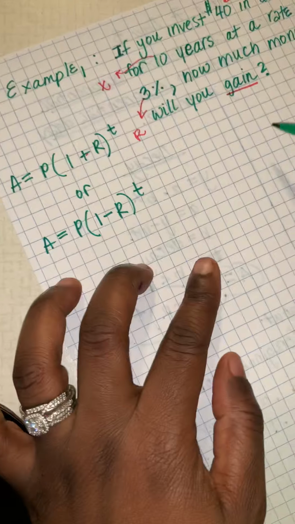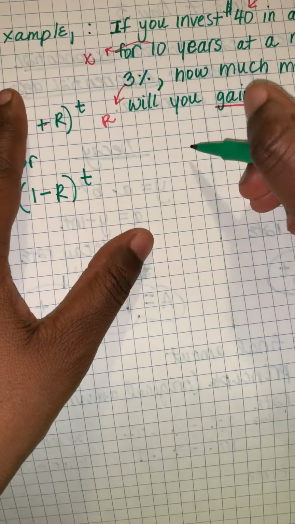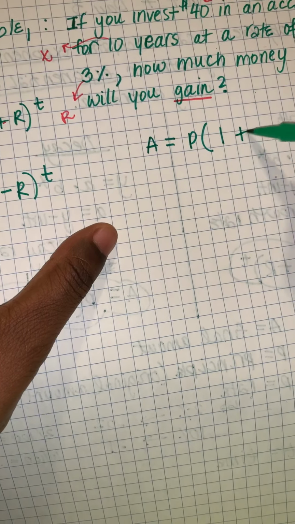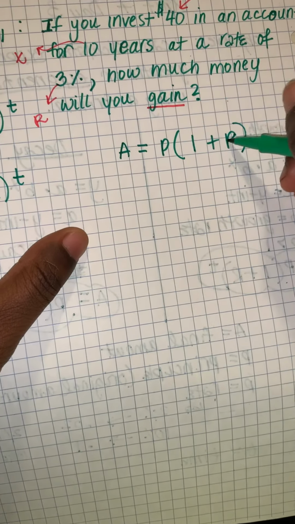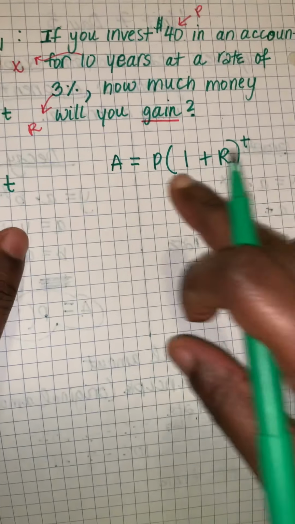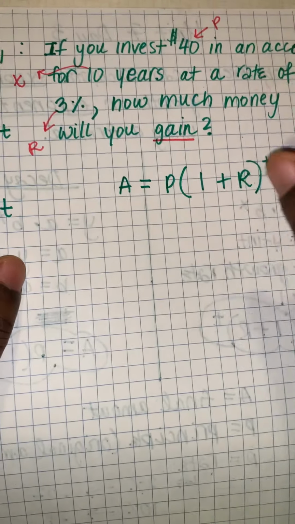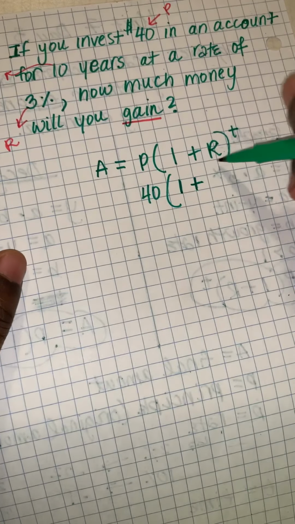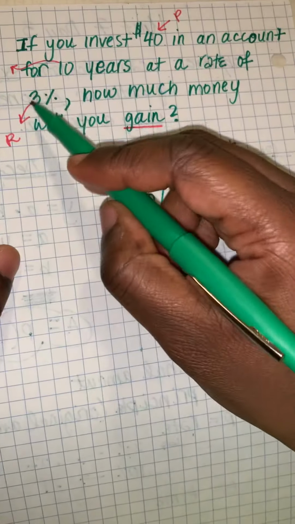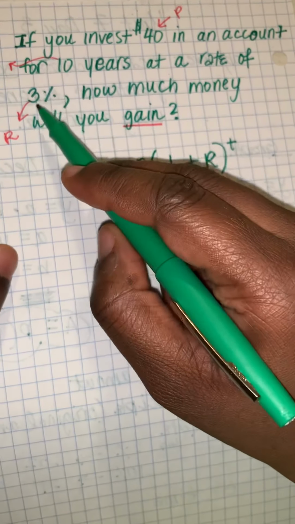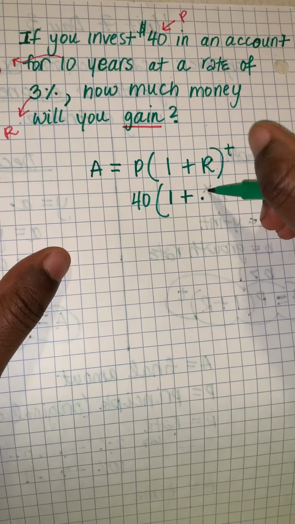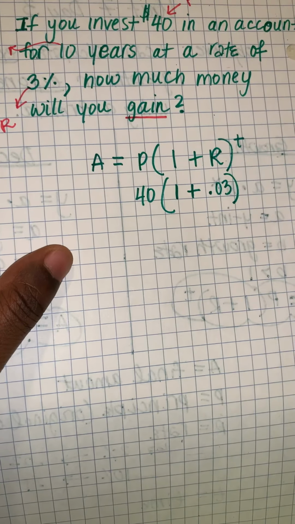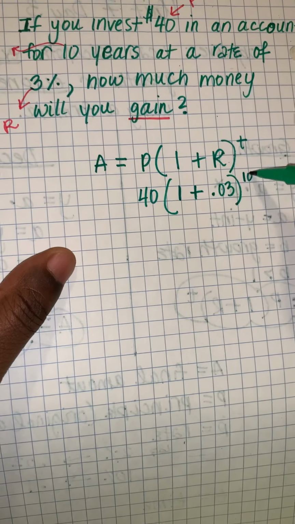I'm going to write it back over here so it'll be right on top. So A equals P, parentheses, 1 plus R, raised to the power of T. I'm just going to plug in all the information that I know from this problem. My P is 40, then it's 1 plus R. Remember, we cannot write it as 3. We have to change this 3 into a decimal, so that's going to be 0.03. And then raised to the power of T. T is our time, which is 10 years, so we'll put a 10 right there.